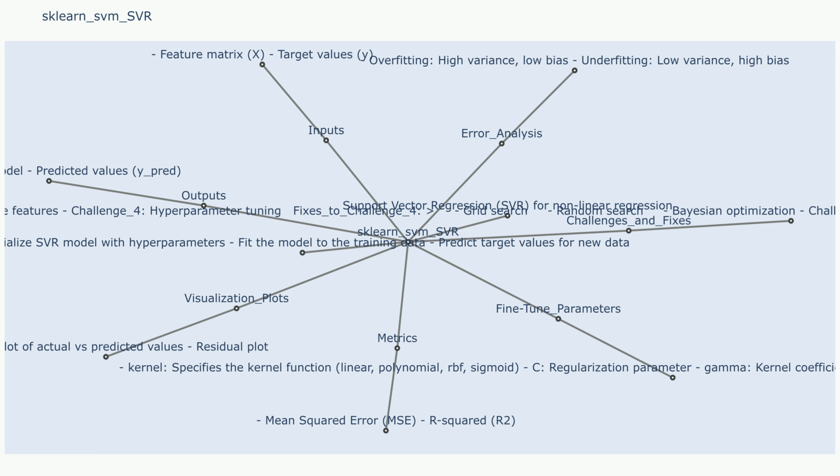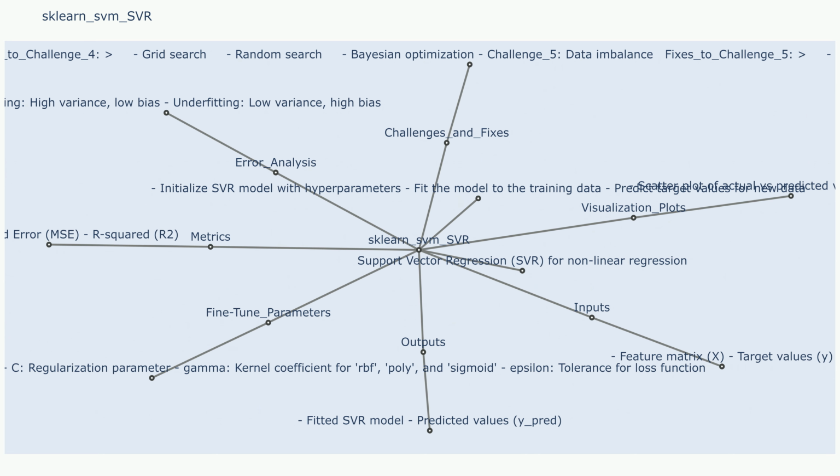Challenge 4: choice of kernel function. Sample use case that resulted in challenge 4: selecting an inappropriate kernel function can lead to poor performance. Fixes to challenge 4: experiment with different kernel functions and choose the one that performs best on the validation set.